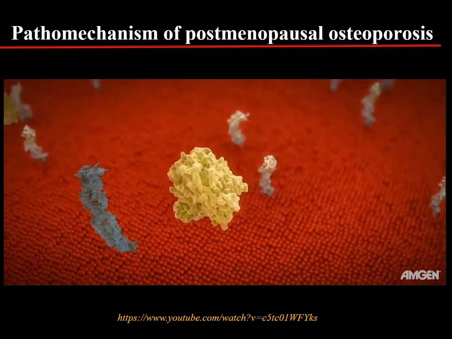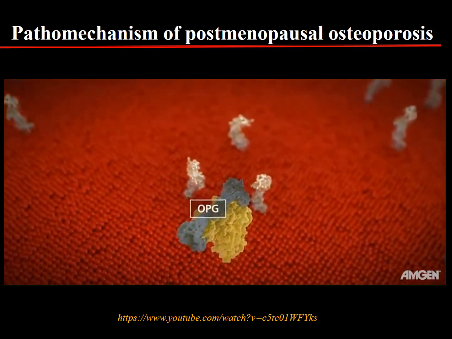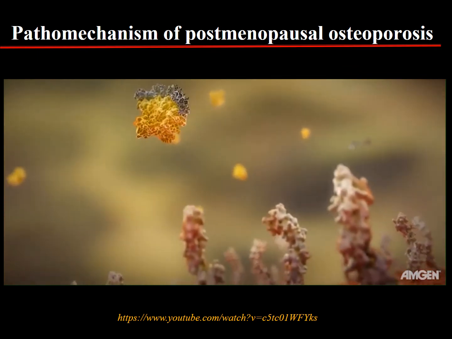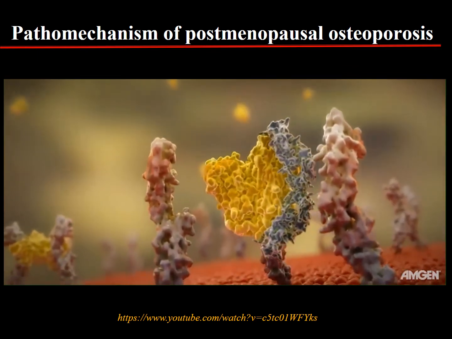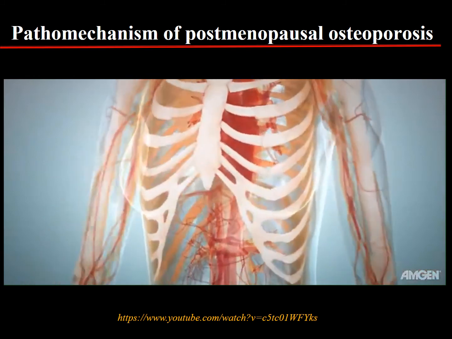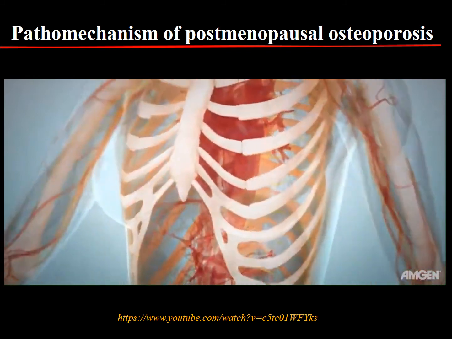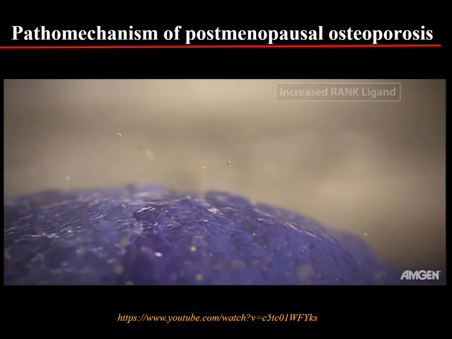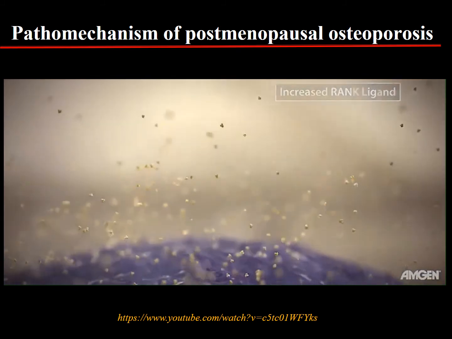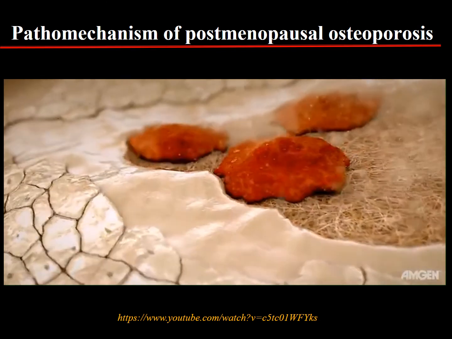Estrogen has also been shown to stimulate the expression of osteoprotegerin, which inhibits the activity of RANK ligand by preventing it from interacting with its receptor. Following the onset of menopause, estrogen levels start to decline. This can lead to increased RANK ligand production, which is associated with increased bone resorption in postmenopausal women.